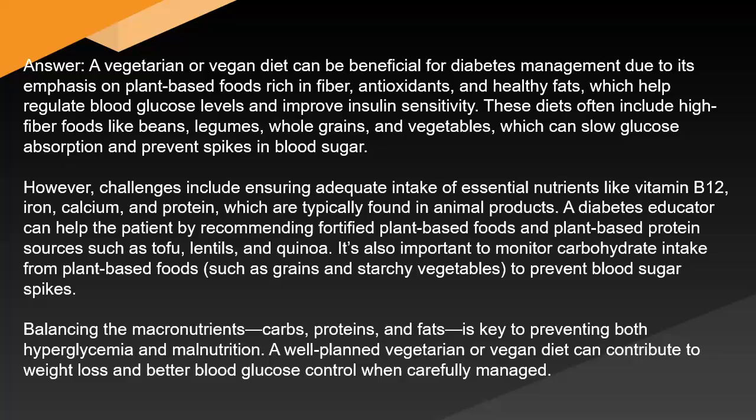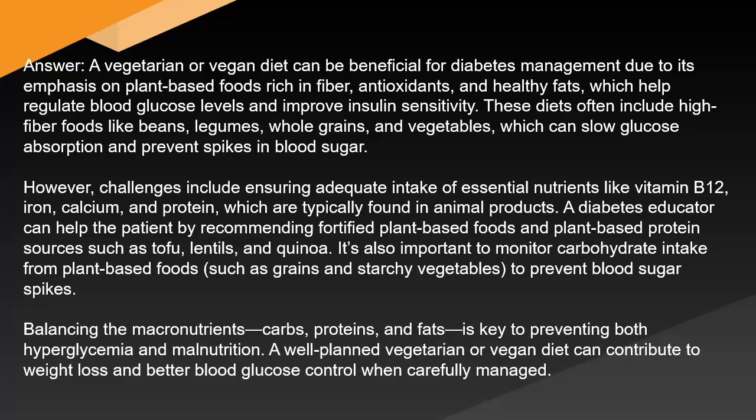These diets often include high-fiber foods like beans, legumes, whole grains, and vegetables, which can slow glucose absorption and prevent spikes in blood sugar. However, challenges include ensuring adequate intake of essential nutrients like vitamin B, iron, calcium, and protein, which are typically found in animal products.